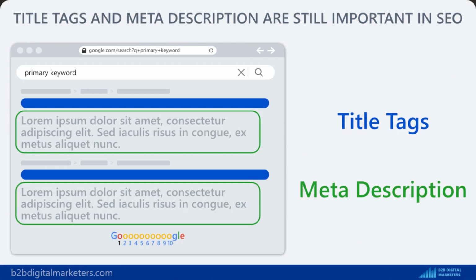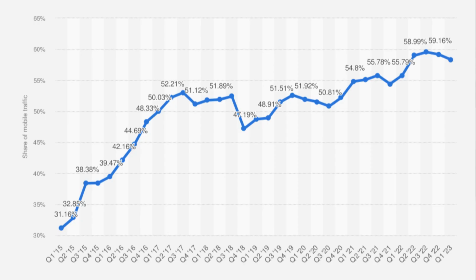Fifth, use meta descriptions. They might not be the biggest ranking factor, but they can influence click-through rates and also your ranking as well. And lastly, optimize for mobile. More than half of all web traffic comes from mobile devices.